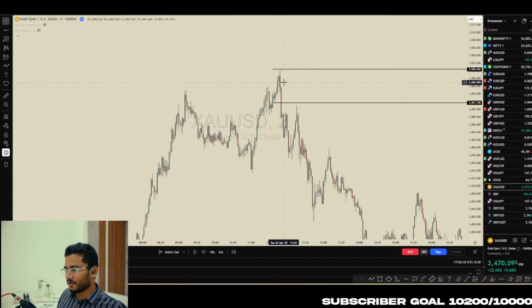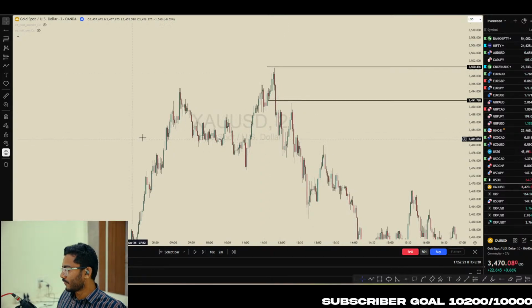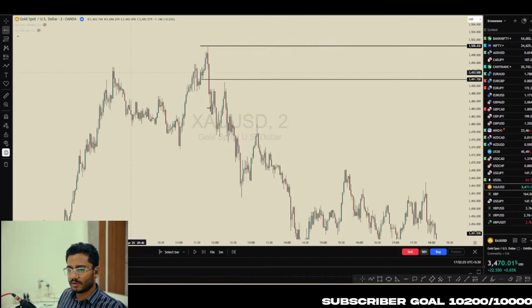So this is a 5-minute order block, like a 2-minute order block, which took out the low. After that, there was no inducement. Price didn't tap or mitigate it. And there is another imbalance over here.